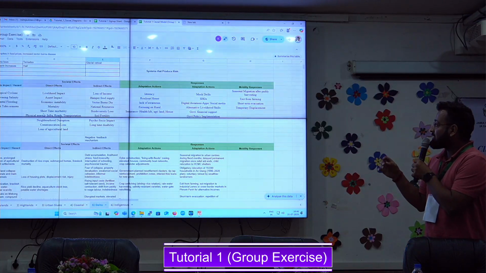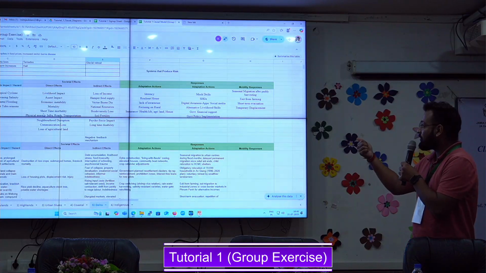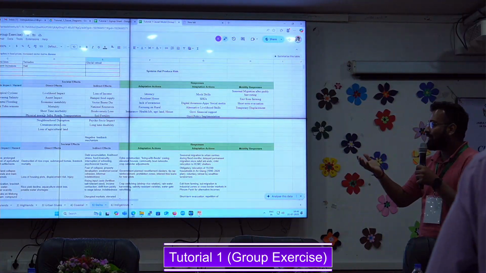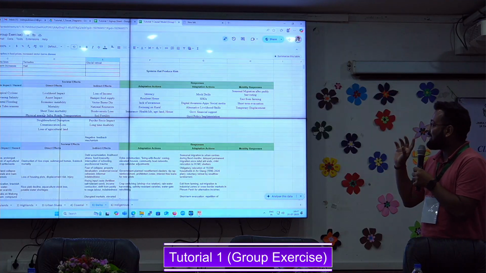After that, there is financial government support for making houses, for giving insurance, and for government policy implementations. And for mobility, there is seasonal migration after paddy. Usually people exit from farming. There is short-term evacuation and temporary displacement.